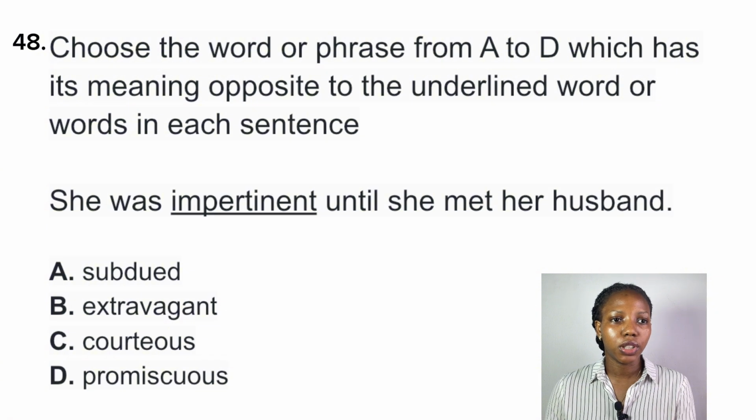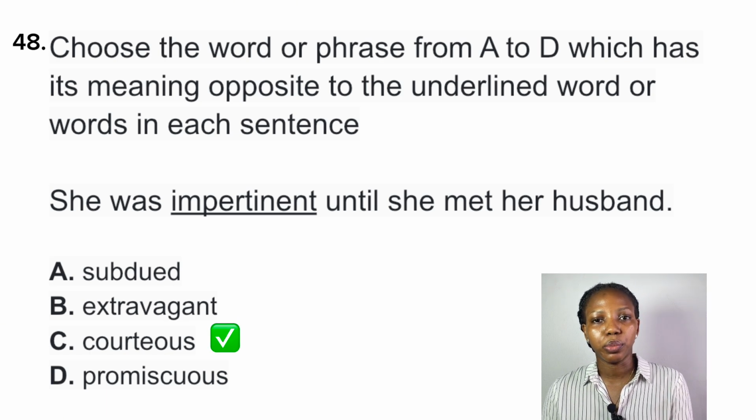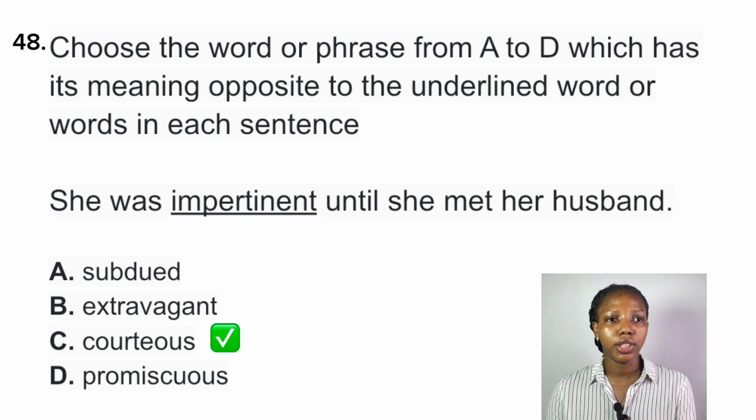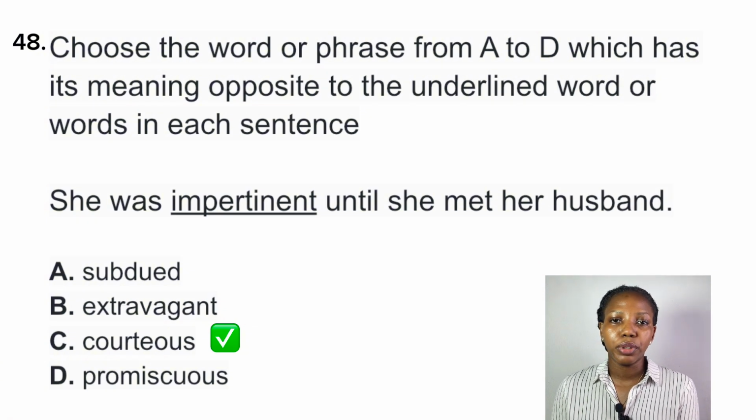So option A, subdued, is negative. Option B, extravagant, is negative. Option D, promiscuous, is negative. And that leaves us with option C as the final answer to this question, because cautious is a positive word. Of course, I would recommend this method to smart students. If you can use this method, please go ahead and try it out. It will help you save time.